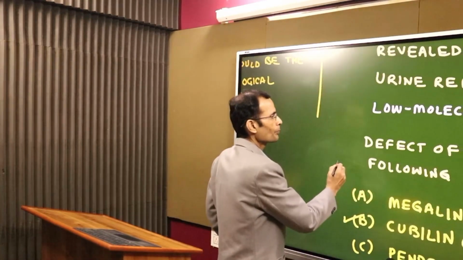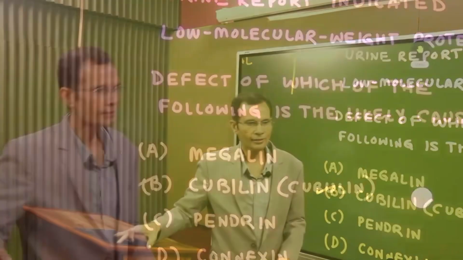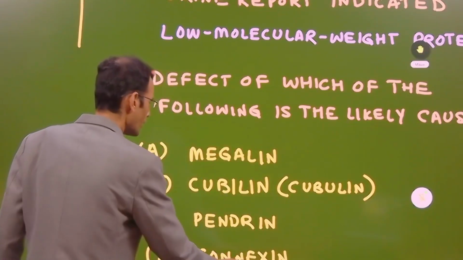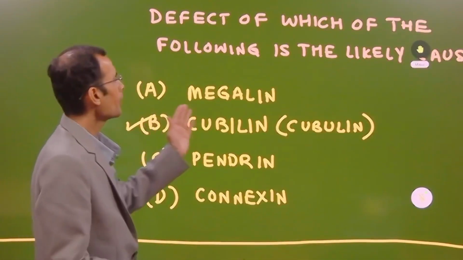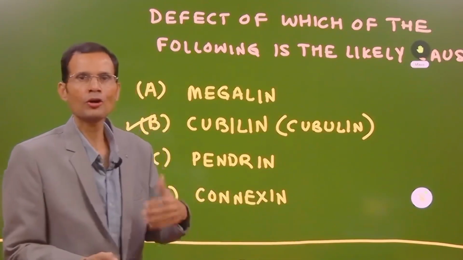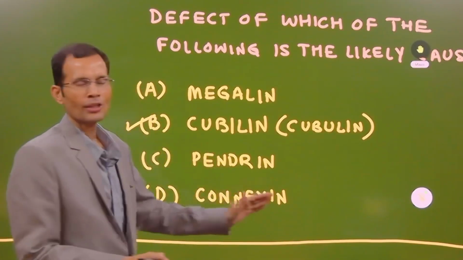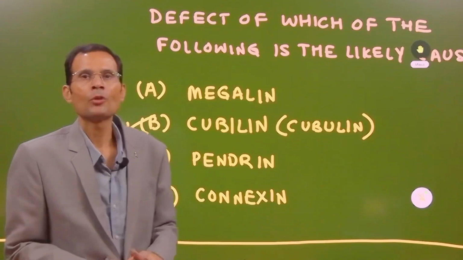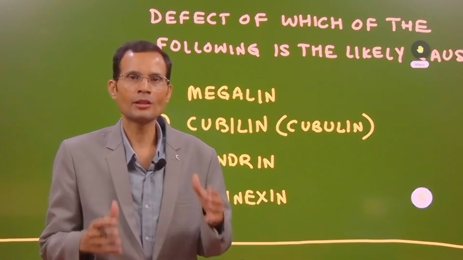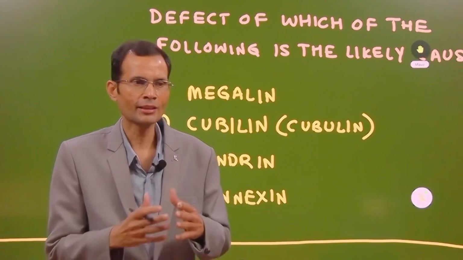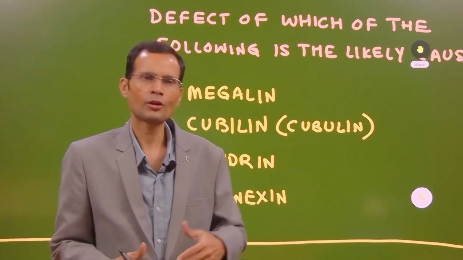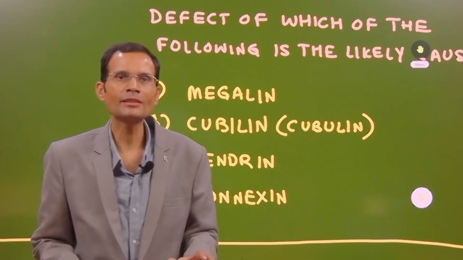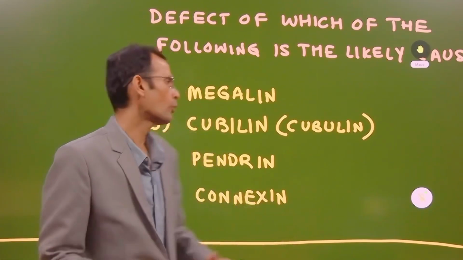Well, for the MCQ, they have given options. Defect of which of the following is the likely cause? And the options given were megalin, cubilin, pendrin and connexin. Let's rule out 2 of the 4 options. Look, connexin. We are aware that the connexin is involved in the formation of gap junctions in the adjacent cells, epithelial cells, or generally the adjacent cells. In this case, if the defect is related to the RBCs, probably connexin is not involved.